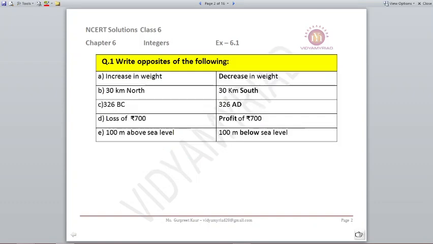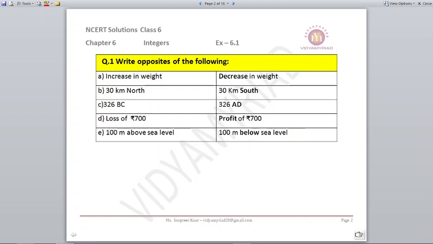Question number 1. Write opposites of the following. So we will find out a keyword from here and we will find out its opposite. Number 1. Increase in weight. So opposite of increase is decrease. So we will write decrease in weight. B. 30 kilometers north. So what is the opposite of north? South. So 30 kilometers south.